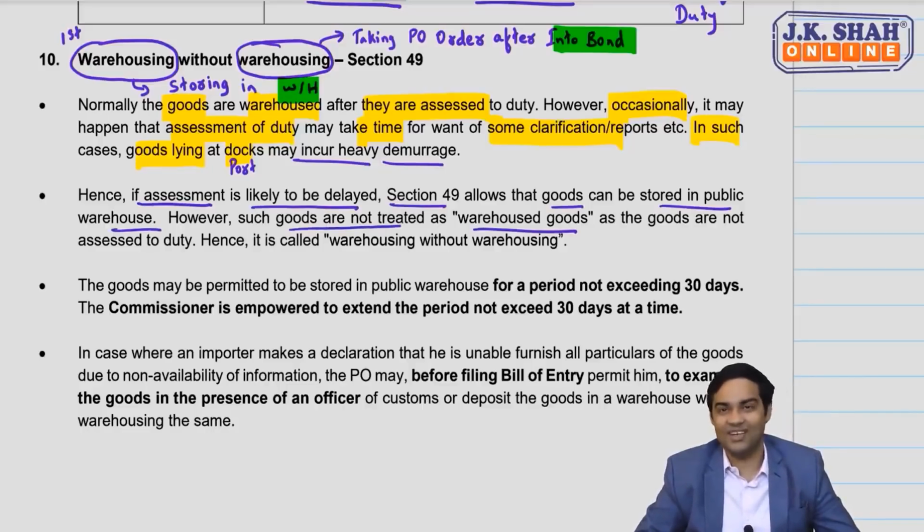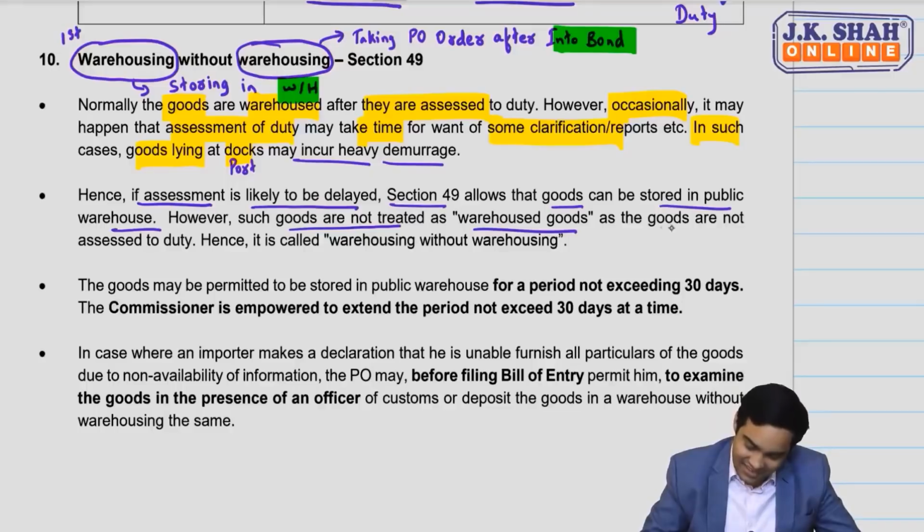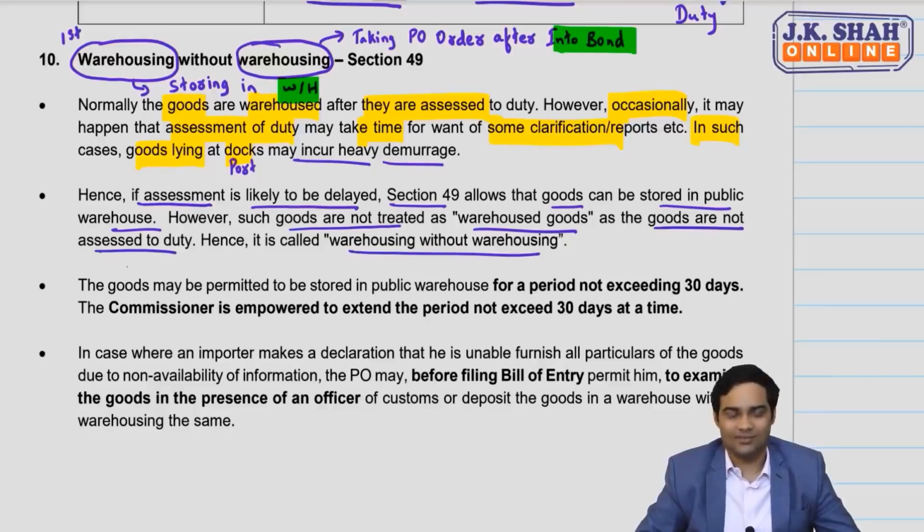I have not filed into bond bill of entry, but still I am allowed to store in the warehouse, as the goods are not assessed to duty. Hence, it is called warehousing without warehousing. It's allowed for 30 days, then you can seek extension.